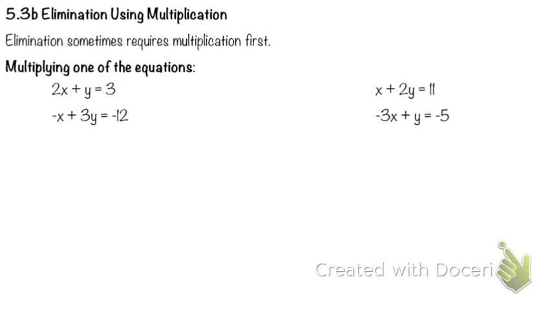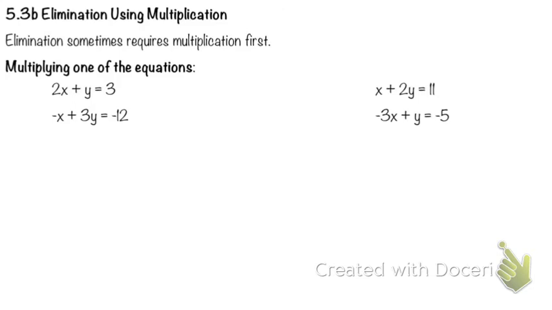Elimination using multiplication, okay? So sometimes you have to multiply first. This is actually what Courtney was talking about a moment ago, okay? 2x plus y equals 3, negative x plus 3y equals negative 12. We're still going to follow our same steps, okay? Is everything lined up here?